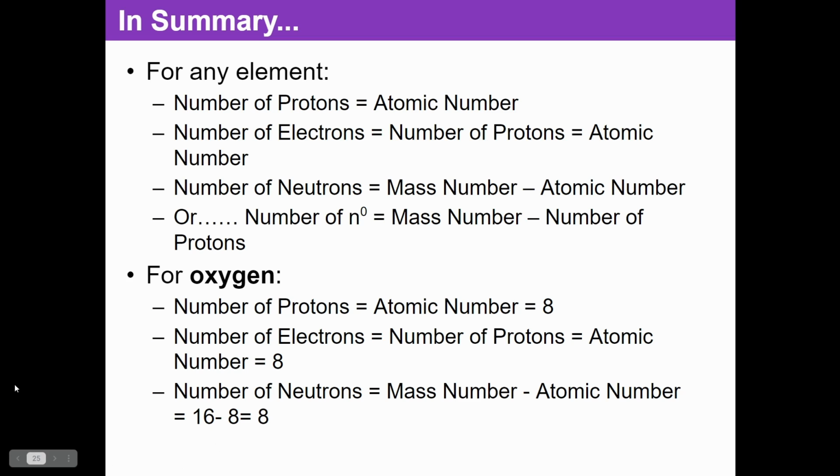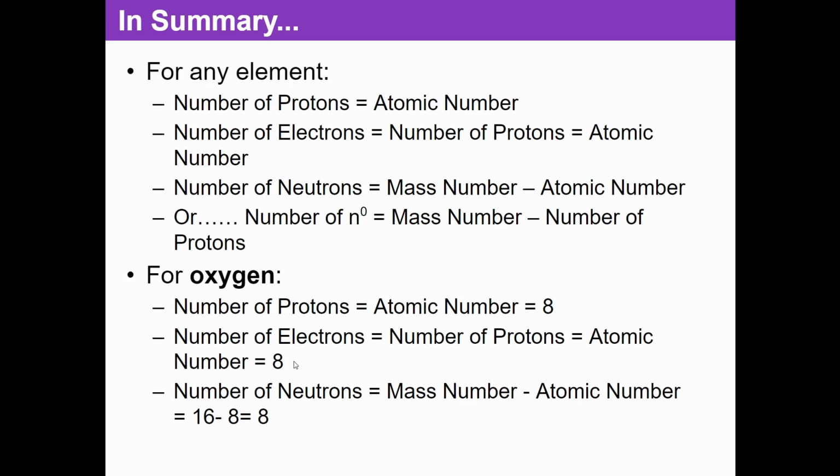For oxygen, the number of protons is the same thing as atomic number, and you'd be given 8 as the number of protons, so you automatically know the atomic number as well. Well, what if you're looking for the number of electrons? Well, oxygen here is neutral, so the number of protons and electrons are the same, and proton is the same as atomic number, so also 8.